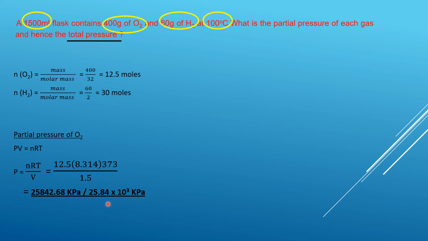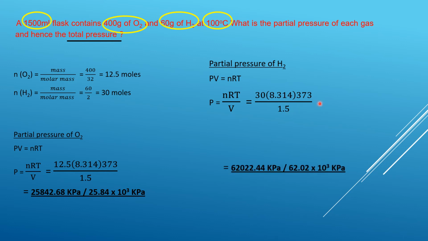We do the same thing for hydrogen now. When we calculate the partial pressure of hydrogen, we use the same formula, PV is equal to nRT. Since the volume is the same because they are both in the same flask and the temperature is the same, the only thing that will change is the mole. So, when we substitute these variables to find P, we will get the mole of hydrogen, which is 30. The mole which we calculated here is 30. So, that's the 30 that is put here, times R, which is a constant, times temperature divided by the volume. And we get our pressure of hydrogen as 62.02 times 10 to the power 3 kilopascal.